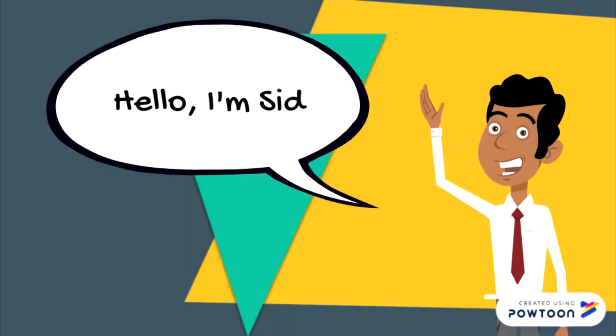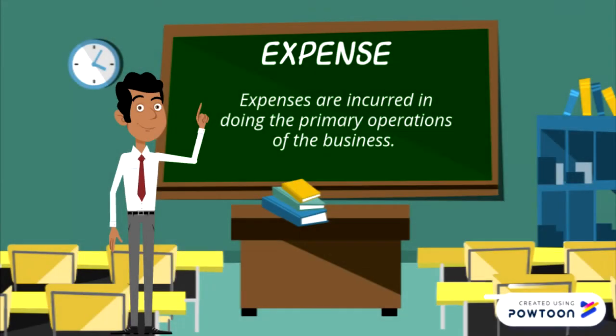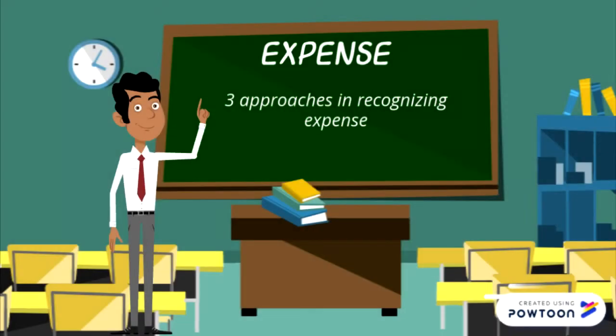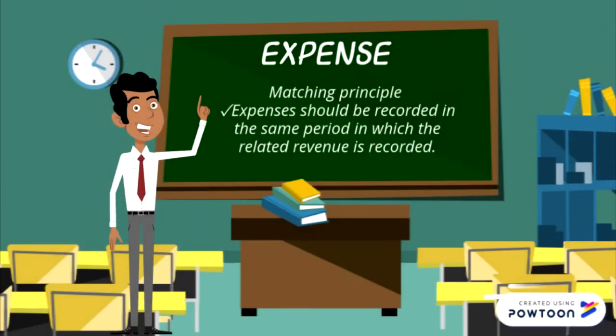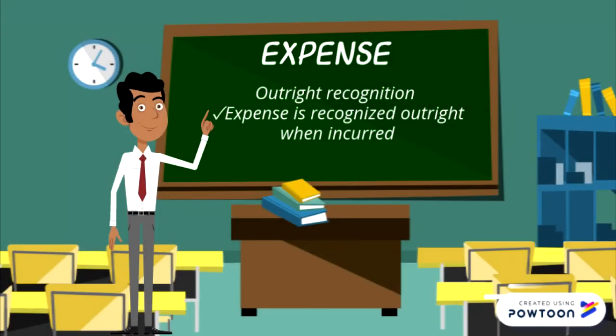Hello, I'm Sid. So first, what is expense? Expenses are incurred in doing the primary operations of the business. There are three approaches to recognizing expense. First is the matching principle, which says that expenses should be recorded in the same period in which their related revenue is recorded. Second is the rational allocation, which says that expense is allocated over period of expected usage. And the third one is outright recognition, which says that expense is recognized outright when incurred.